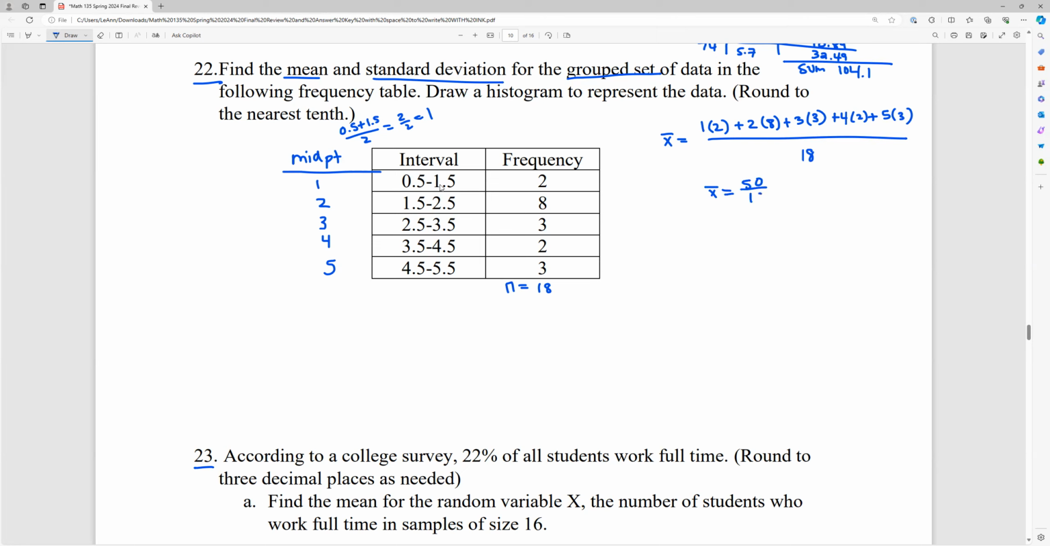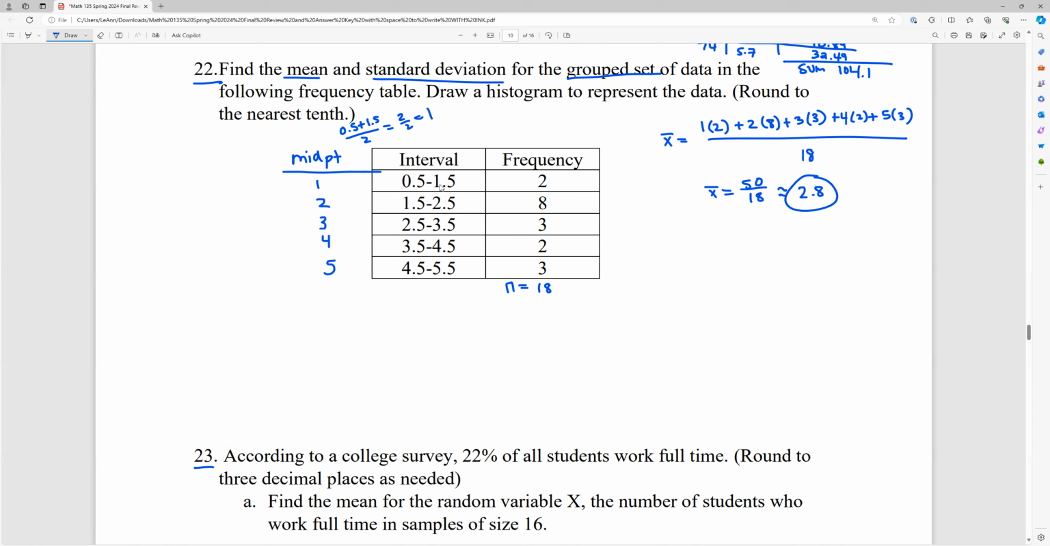My denominator is 18. Just double checking I got that right. Yes. So 50 divided by 18. They told us to round answers to 1 decimal place, nearest tenth for all of this. So that's going to be 2.8. Okay, so there's my mean.